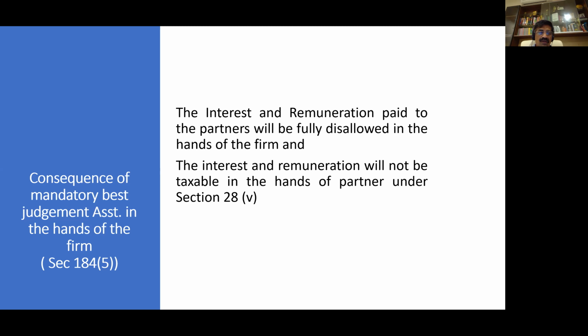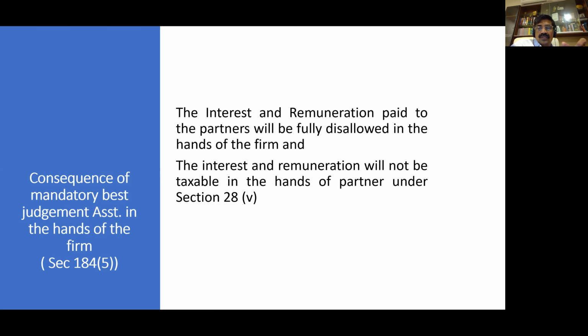If you see the consequences of mandatory best judgment assessment in the hands of the firm, the consequence of 184 and the consequence of mandatory best judgment assessment are the same. And what does it mean? Even if the firm satisfies all the conditions of 184, the firm has got a deed, the firm's profit sharing ratio is specified, a copy of the deed is submitted, but the firm commits the failures specified in 144. Possibly let's go back and revise the assessment procedure now. We said best judgment assessment is possible on account of 144 and on account of 145(3). 144 is called a mandatory best judgment assessment, whereas 145(3) is called a discretionary best judgment assessment.